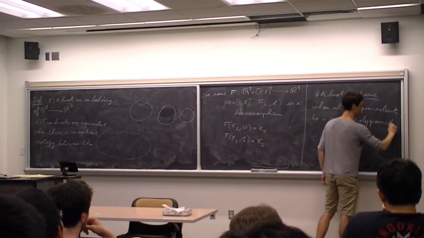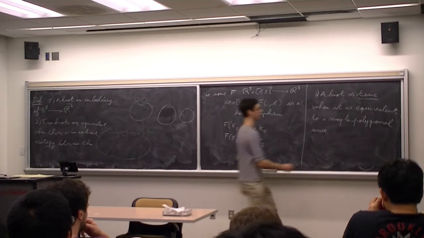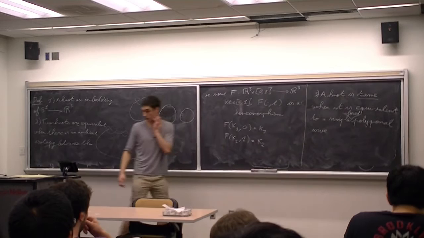All right, so I just take a bunch of points and I link them with straight lines. It's not self-intersecting, and it's closed. It has to be closed. Okay, so I know what a knot is.